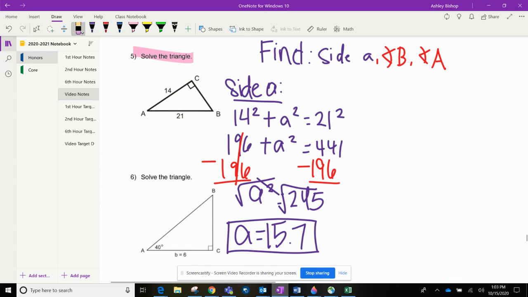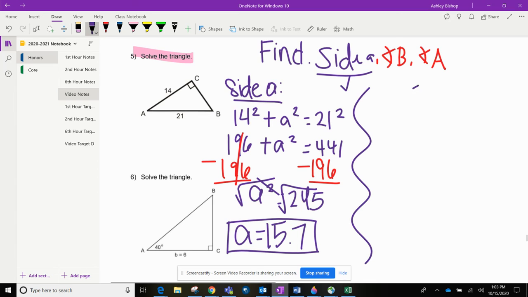You could go find an angle and then do your side using trigonometry. But you could always, when you have 2 out of 3 sides, use Pythagorean theorem. So I did side A. That's done. Oops, now I'm erasing. I don't want that. Side A. That's done. Now I'm going to go find angle B.